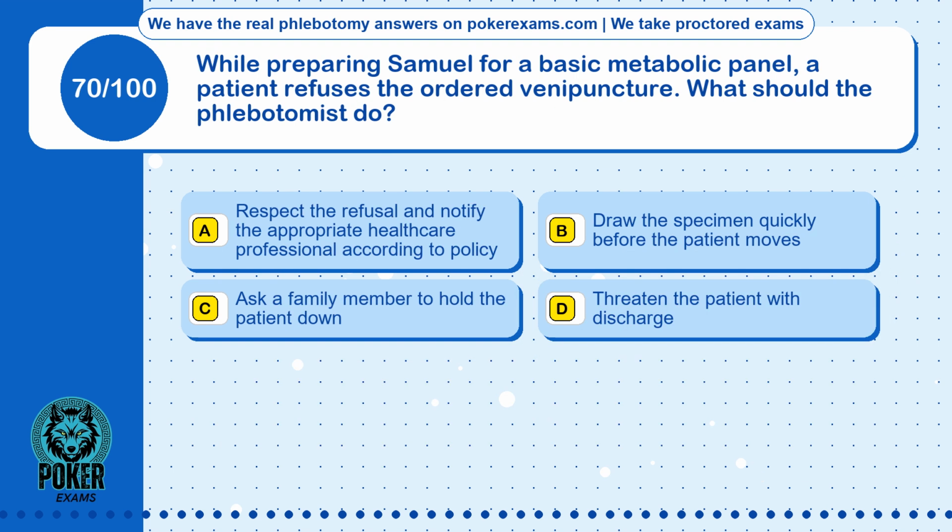Question 70. While preparing Samuel for a basic metabolic panel, a patient refuses the ordered venipuncture. What should the phlebotomist do? Option A, respect the refusal and notify the appropriate healthcare professional according to policy. Option B, draw the specimen quickly before the patient moves. Option C, ask a family member to hold the patient down. Option D, threaten the patient with discharge.